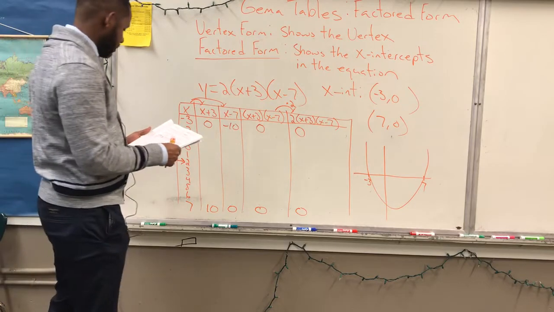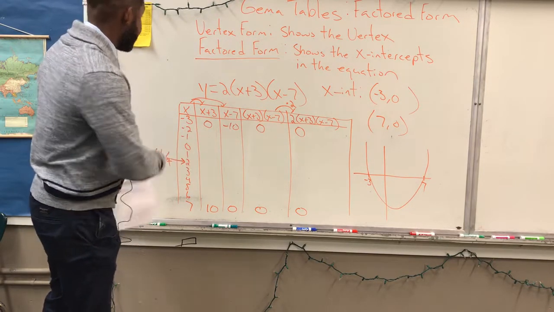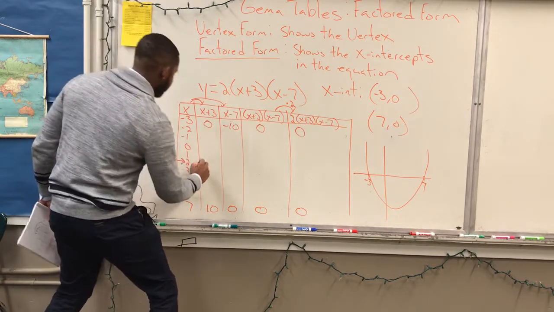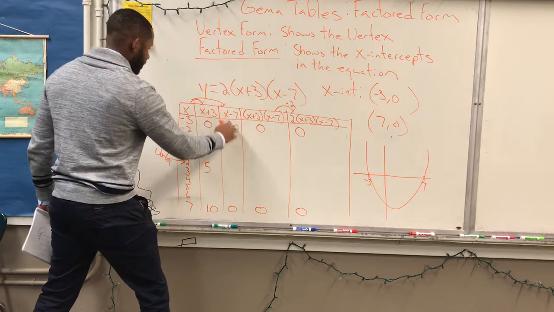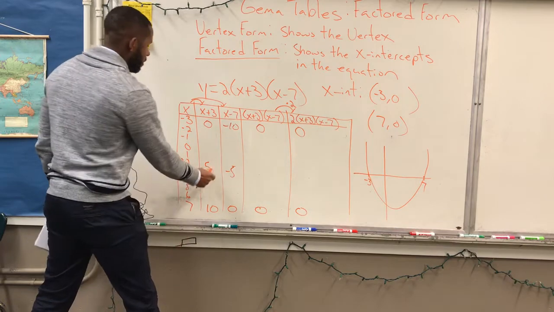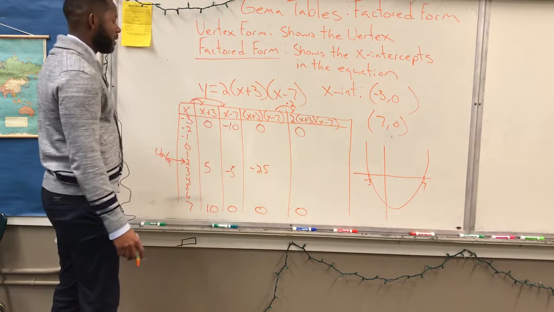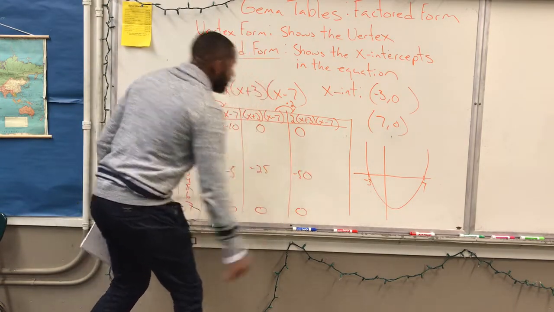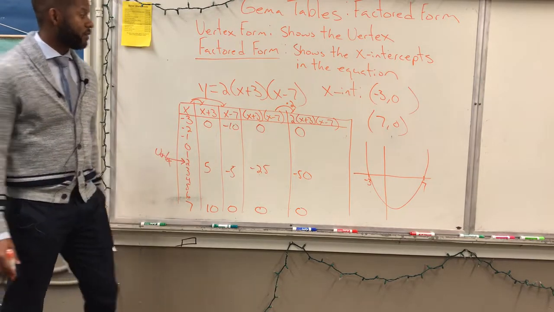And in this situation, I can actually now just run it through. Okay, so 2 plus 3 is 5. 2 minus 7 is negative 5. 5 times negative 5 is negative 25. And negative 25 times 2 is negative 50. There's my vertex, 2, negative 50.